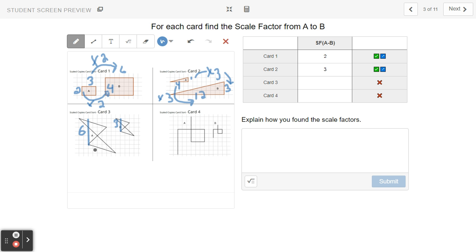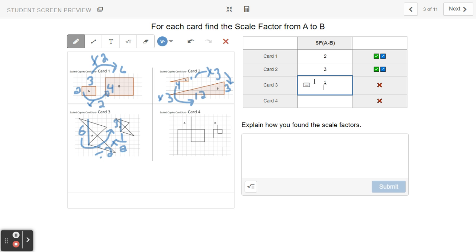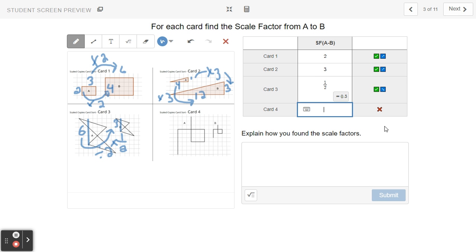So since we already know that these are scaled copies, I really don't even have to do two different lengths. So I know to get from 6 to 3, it's dividing by 2, but I have to remember that scale factor is not what we divide by, it's what we multiply by. So I know that dividing by 2 is the same thing as multiplying by 1/2, because basically we're finding what half of 6 is. So that means for here, the answer is 1/2. You also could have put in 0.5 because that's the decimal version of 1/2.